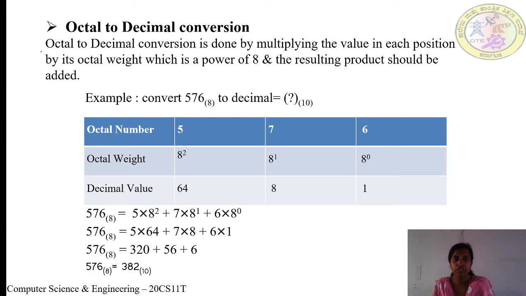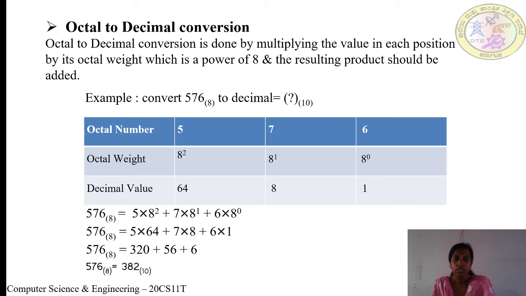Octal to decimal conversion is done by multiplying the value in each position by its octal weight, which is a power of 8, and the resulting products should be added. You take any digit of an octal number, multiply it by its equivalent octal weight, and add the resulting products. Take an example, 576 base 8 to decimal.